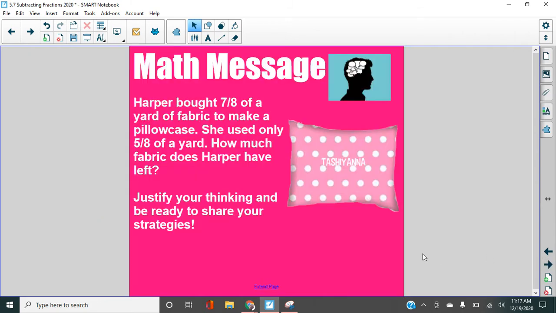So here is our question. Harper bought 7/8 of a yard of fabric to make a pillowcase. She only used 5/8 of a yard. How much fabric does Harper have left? Justify your thinking and be ready to share your strategies. All right. So first, let's figure out how much fabric does she have left, and why do you think that?